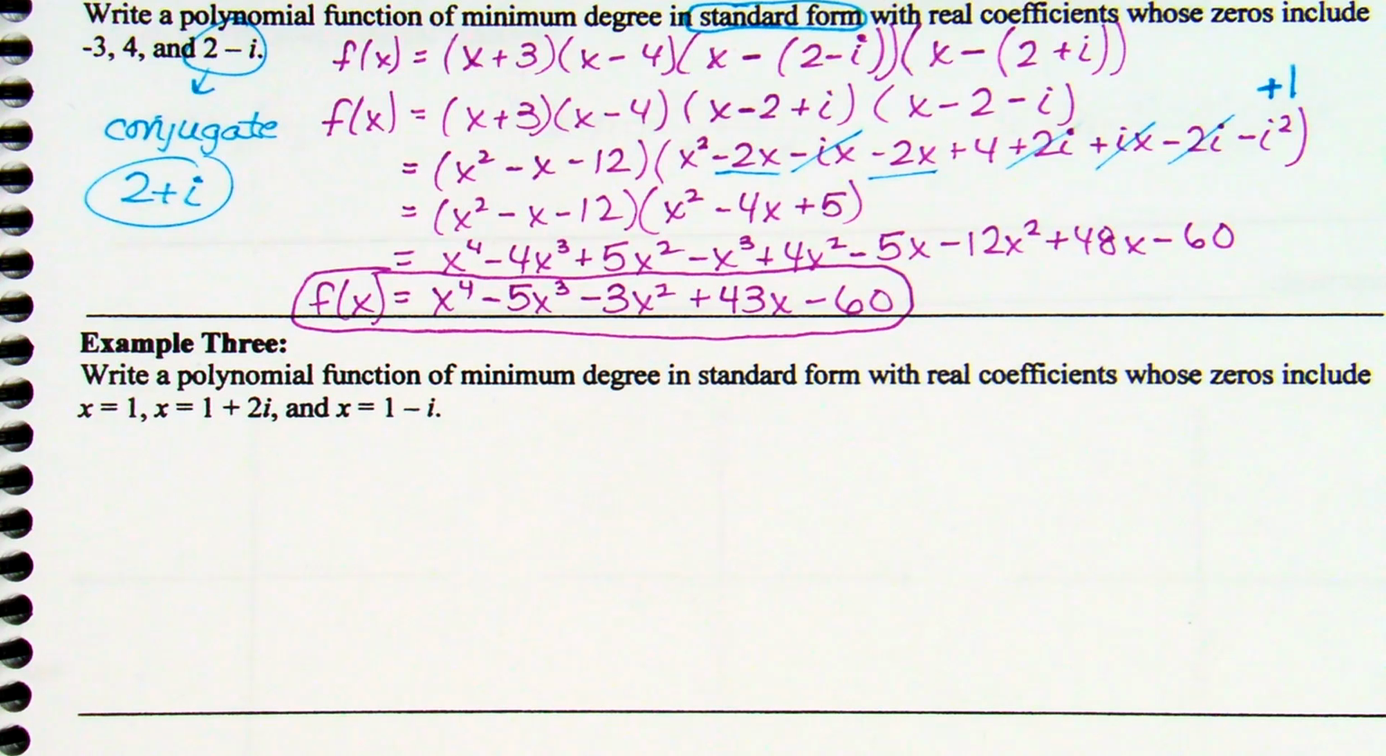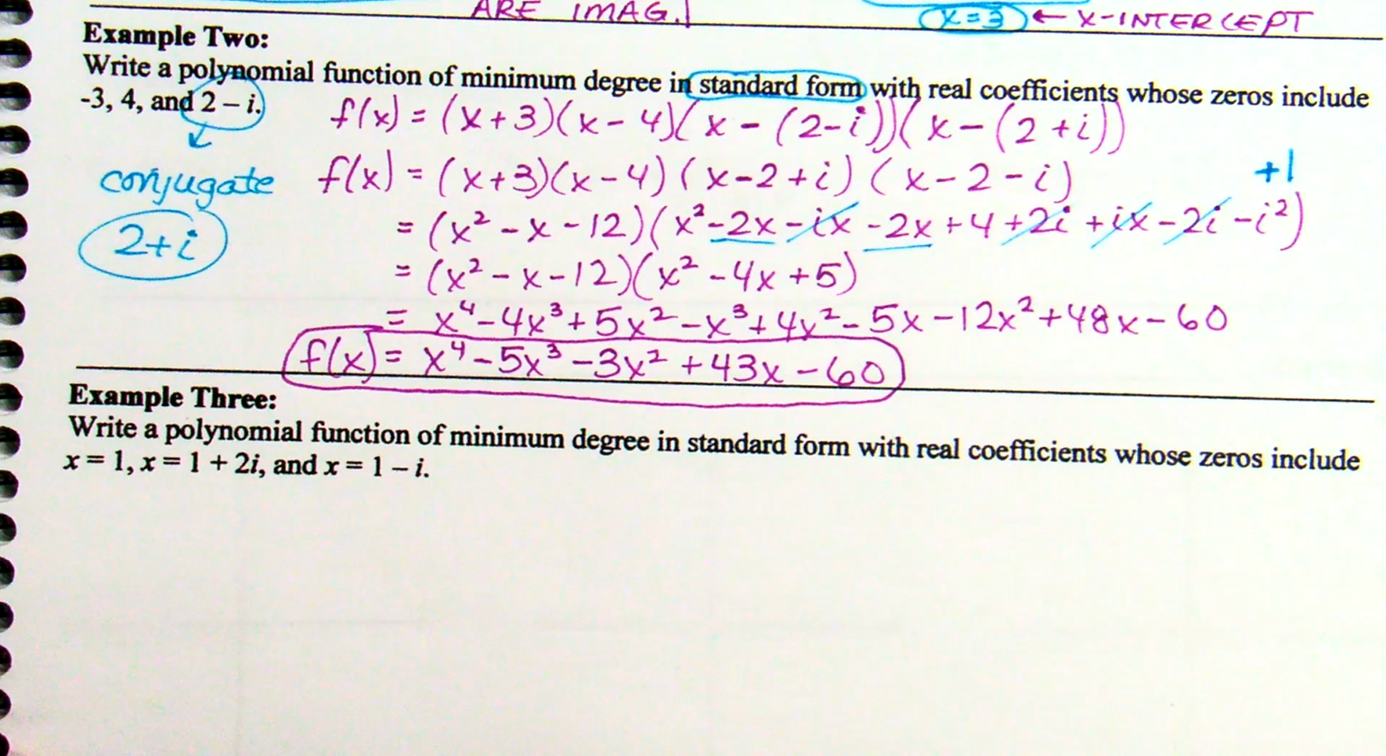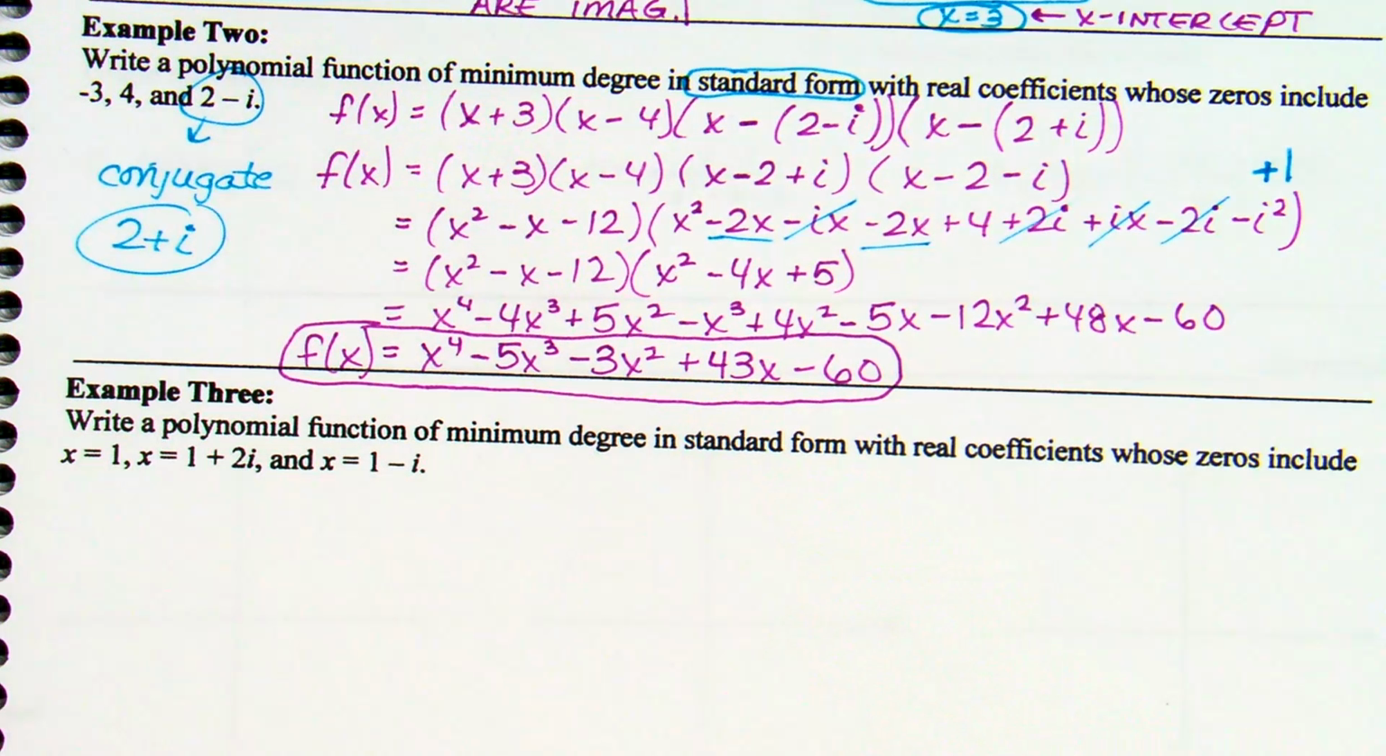Okay, so picking back up where we left off in lesson 2.5. I'm trying to have example 2 showing here, because example 3 is doing the same thing. Okay? So, example 3 asks us to write a polynomial function of minimum degree in standard form with real coefficients whose zeros include x equals 1, x equals 1 plus 2i, and x equals 1 minus i.